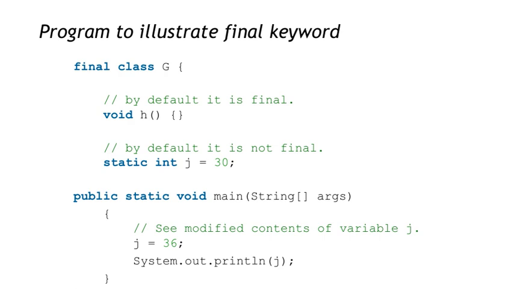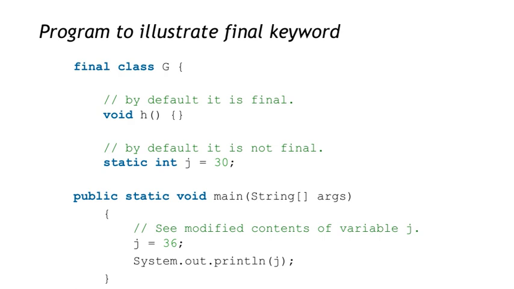Inside the class, there's a method H, which by default is not final, so it can be overridden if needed, unless the class itself is final. We also see a static variable J, initialized to 30. Since it's static, it belongs to the class rather than any instance, and we can modify it directly.